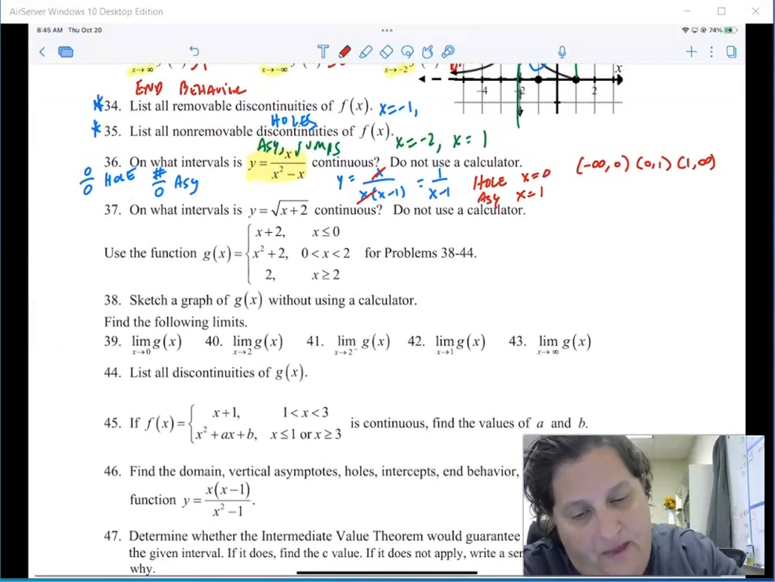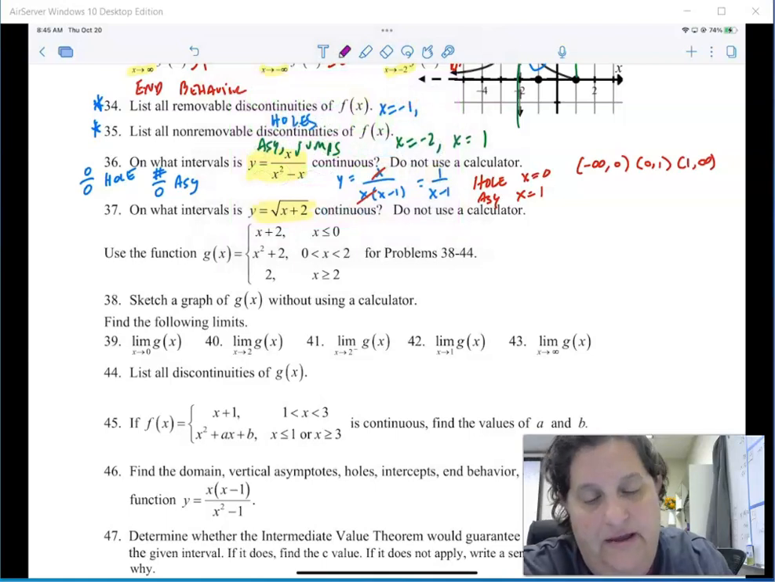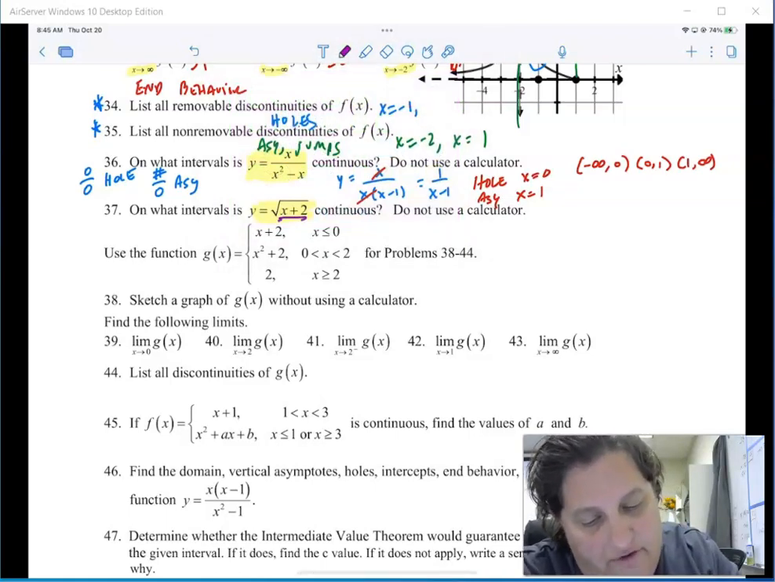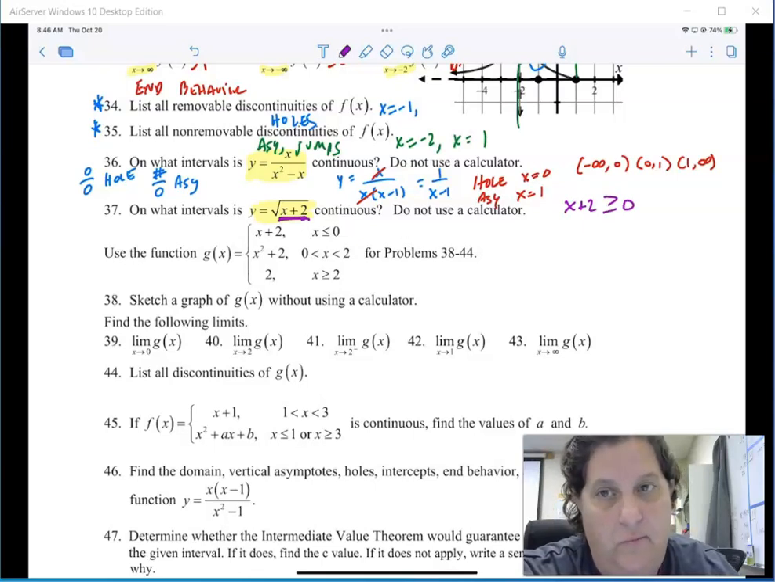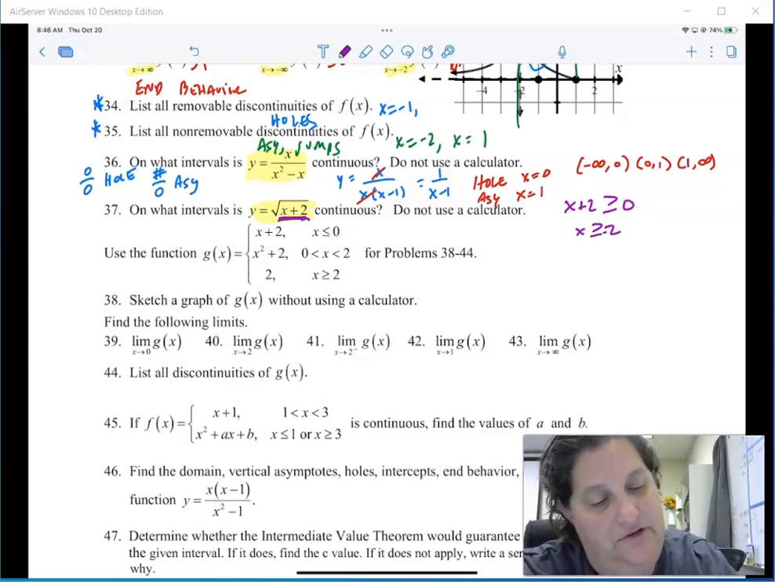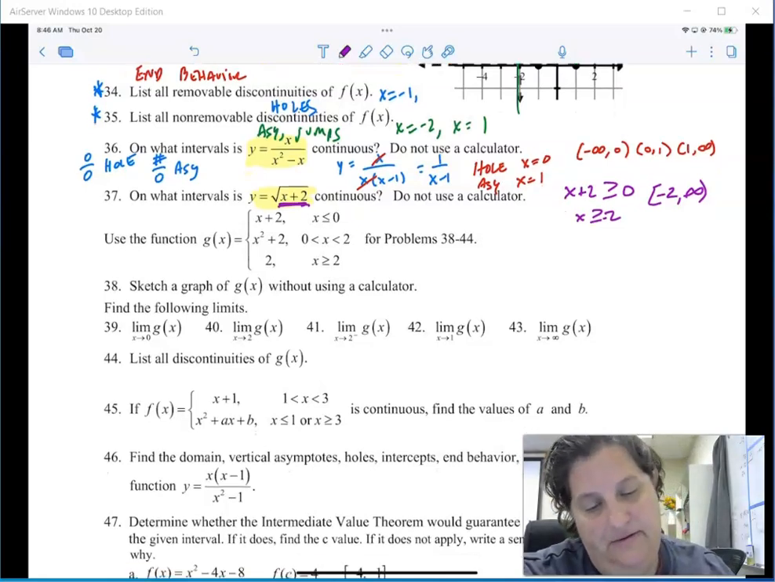All right. This next question, on what interval is that continuous? Well, the only thing I know about square roots is I can't take the square root of a negative number. So whatever is inside cannot be negative. It has to be positive, or it could be equal to 0. So if I solve that, x has to be greater than or equal to -2 when I subtract that over. So it goes all the numbers from -2 to infinity. Okay? So you're basically looking at where does it divide by 0, or where are we square rooting a negative.